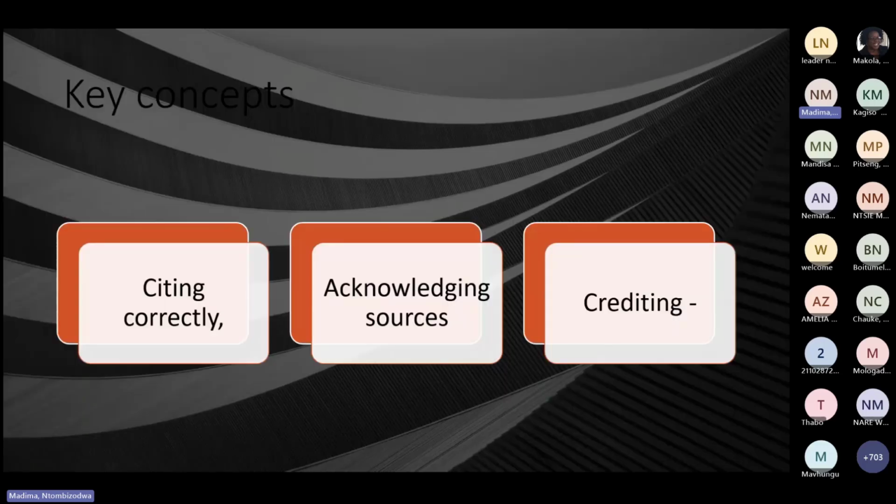And what I want to emphasize is to try to cite correctly. Be in liaison with the college where your qualification is coming from to ask what is the right way. How do I acknowledge the resources? How do I credit the person who has written whatever the topic or the subject matter that you're talking about? Because sometimes it differs according to the colleges.